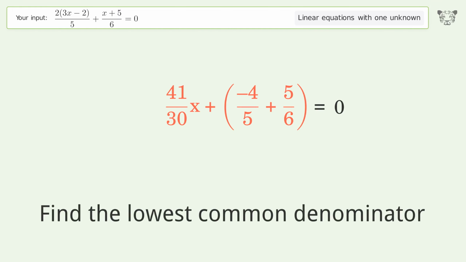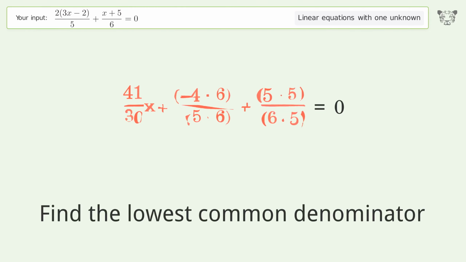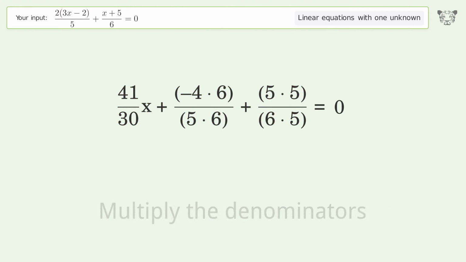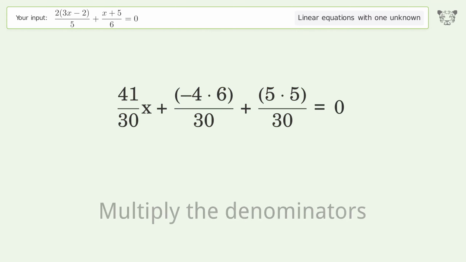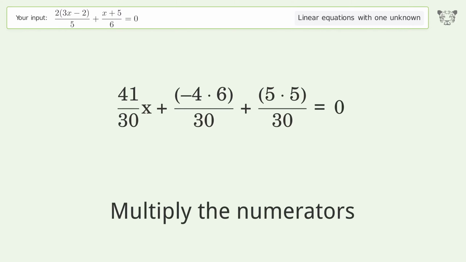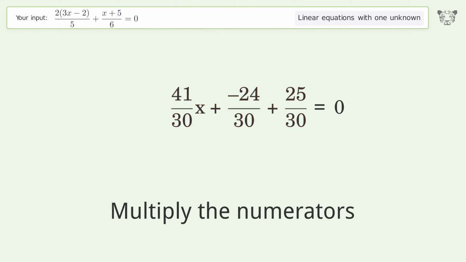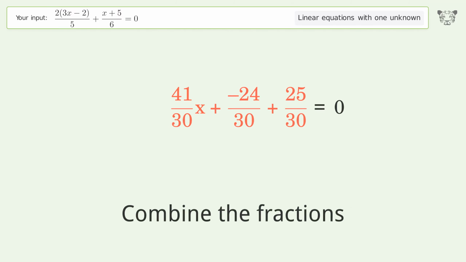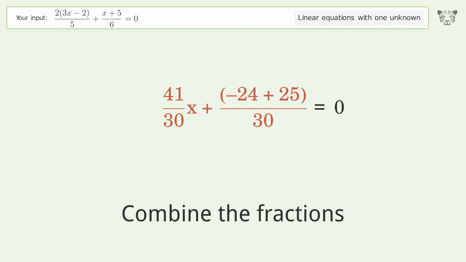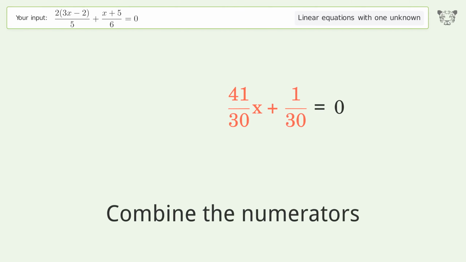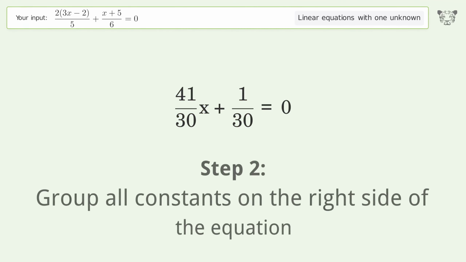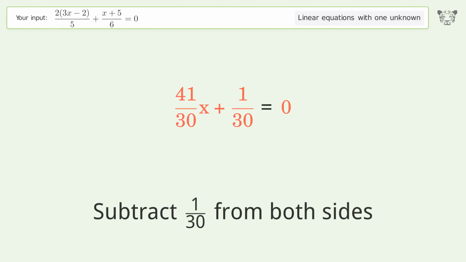Find the lowest common denominator. Multiply the denominators. Multiply the numerators. Combine the fractions. Combine the numerators. Group all constants on the right side of the equation. Subtract 1/30 from both sides.